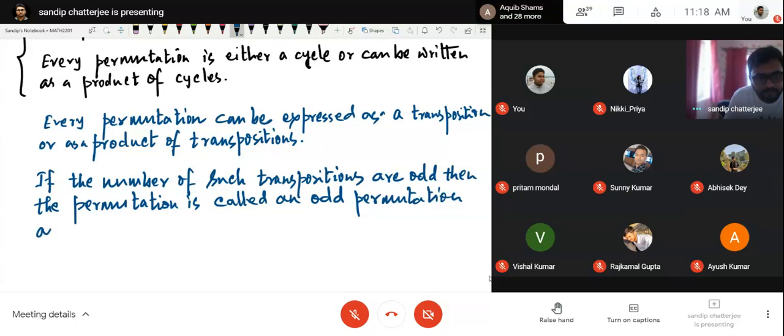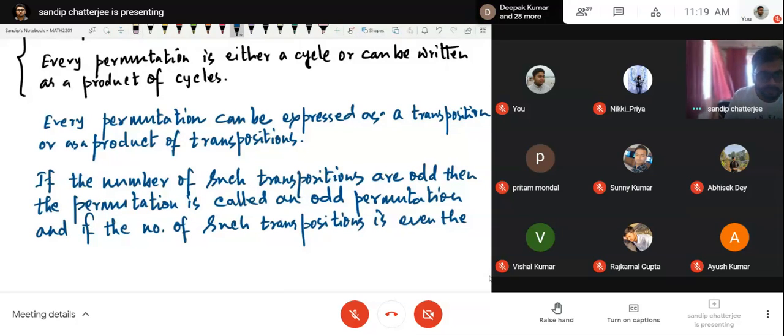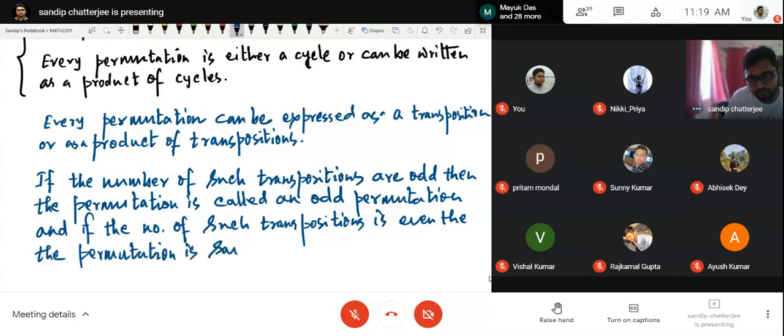and if the number of such transpositions is even, then the permutation is said to be an even permutation. I am always trying to say two cycles, but so that you don't get confused, let me write here such transpositions.